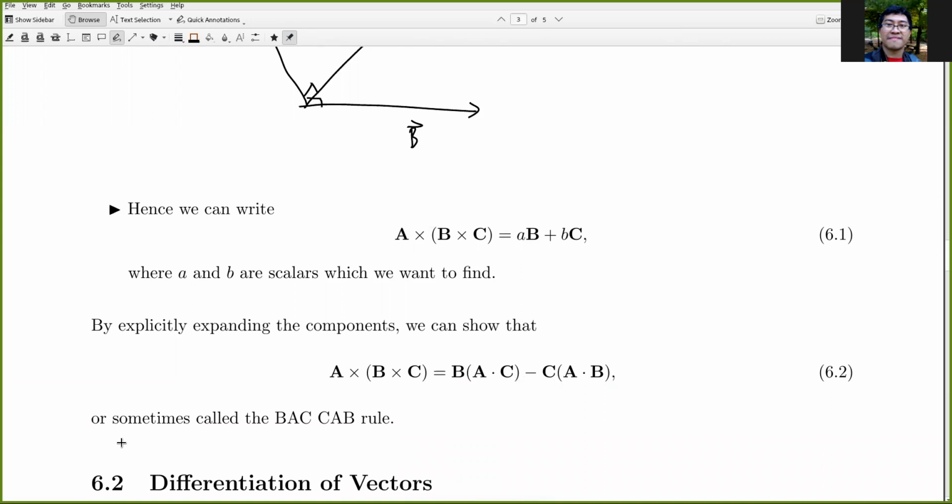To easily remember this, it's sometimes called the back cab rule, where you have B and C, our vectors. The coefficients would be, for example, for B, the dot product of the remaining vectors, A dot C. For C, it's the dot product A dot B. And it's always that whatever is in the middle will be positive. The other one is negative.